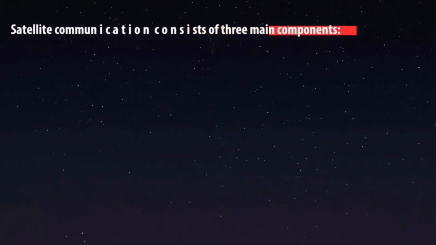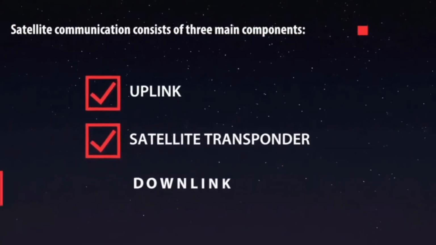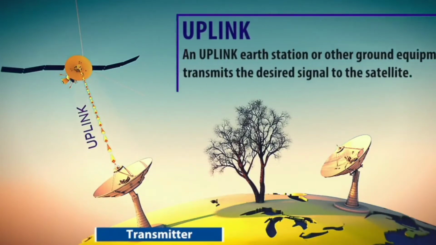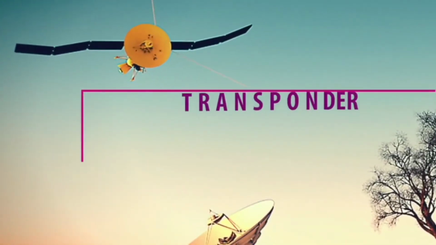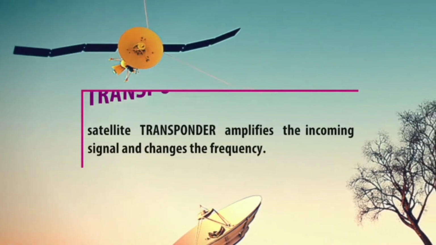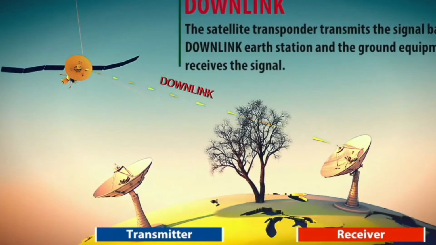How does the satellite work? Satellite communication consists of three main components: uplink, satellite transponder, and downlink. Uplink: the earth station or other ground equipment transmits the desired signal to the satellite. Transponder: the satellite transponder amplifies the incoming signal and changes the frequency. Downlink: the satellite transponder transmits the signal to the downlink earth station, and the ground equipment receives the signal.